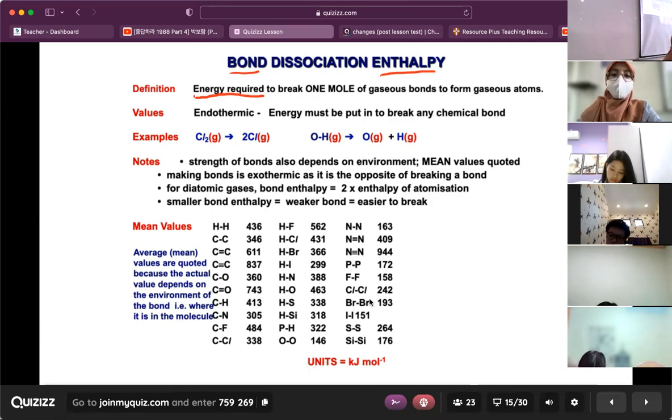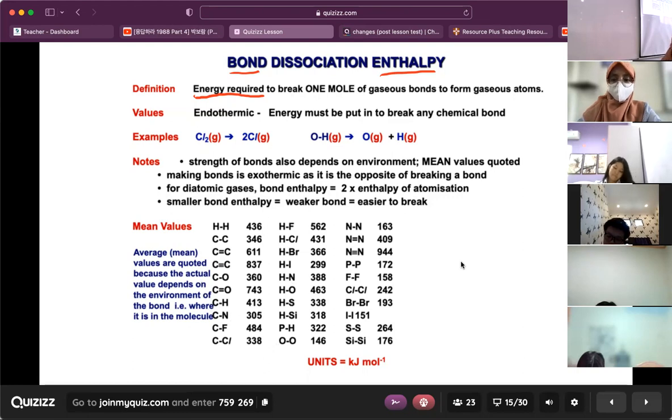Okay, the value of the bond enthalpy will be given in the question paper unless you are asked to calculate the bond enthalpy. So it is given here. Hydrogen and hydrogen is 436, and the unit is kilojoule per mole. Okay, and it's all here.